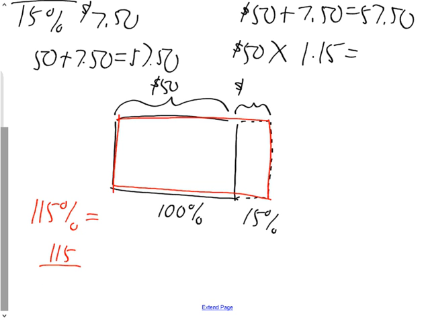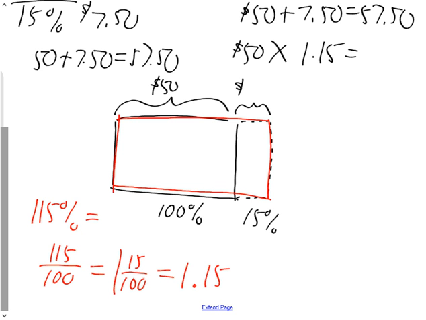Right, it would be an improper fraction, wouldn't it? That's 115% as a fraction. What is that as a mixed fraction? 1 and 15 hundredths. Agreed? And what is 1 and 15 hundredths as a decimal? 1 and 15 hundredths. Does that all make sense to everybody?